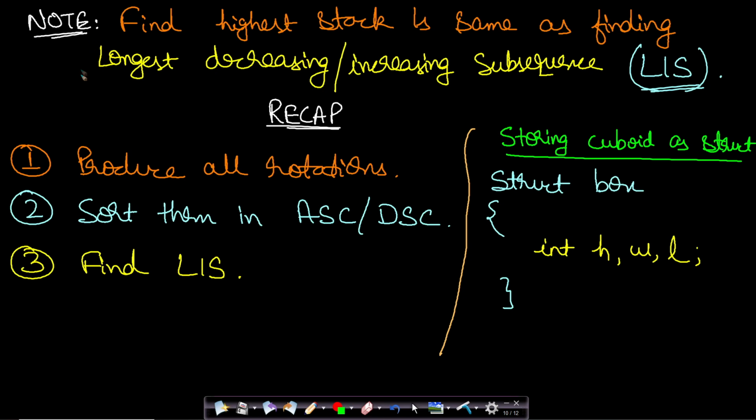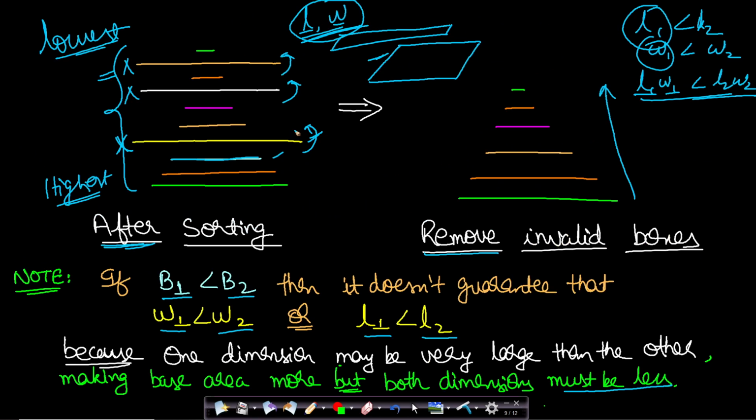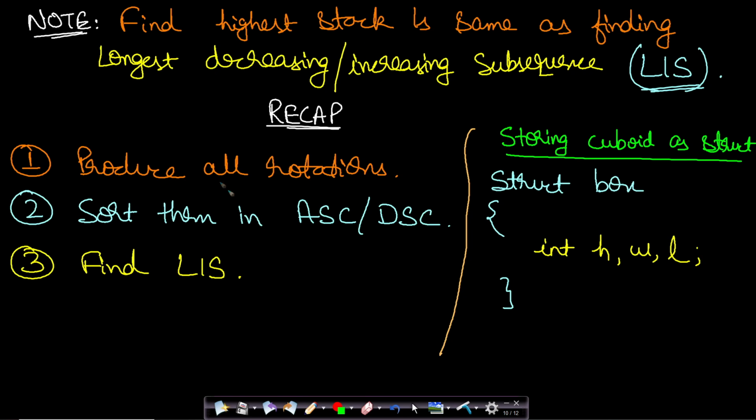So how do we solve this problem? Finding the highest stack is the same as finding the longest decreasing or increasing subsequence. In this case, we were finding the longest decreasing subsequence if you see from bottom to top, and if you see from top to down, then we are finding the longest increasing subsequence, right? Because those sequences will be skipping all these points. So that is nothing but the LIS problem, longest increasing subsequence.